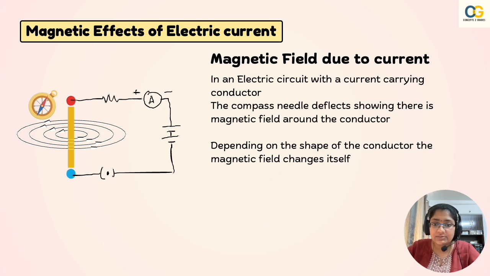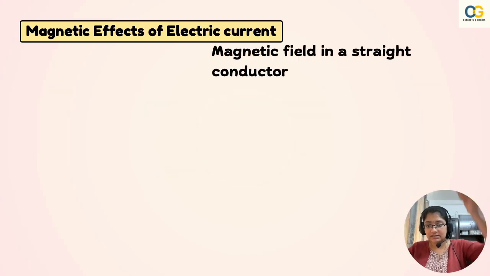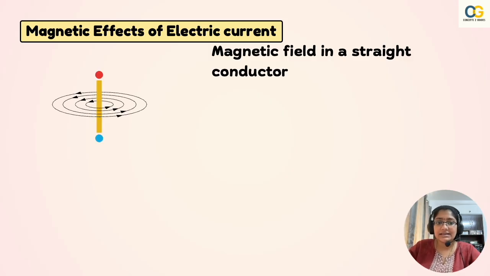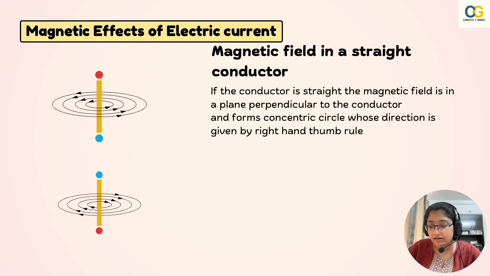How much magnetic field, and how the magnetic field is, depends on the shape of the conductor. If you have a straight conductor, the magnetic field will be in concentric circles around the conductor in a plane perpendicular to the conductor. You should understand here that this is 3D. If this pencil is my conductor, in this plane which is perpendicular to the conductor, there is a magnetic field around it. And this magnetic field is determined by the right hand thumb rule.